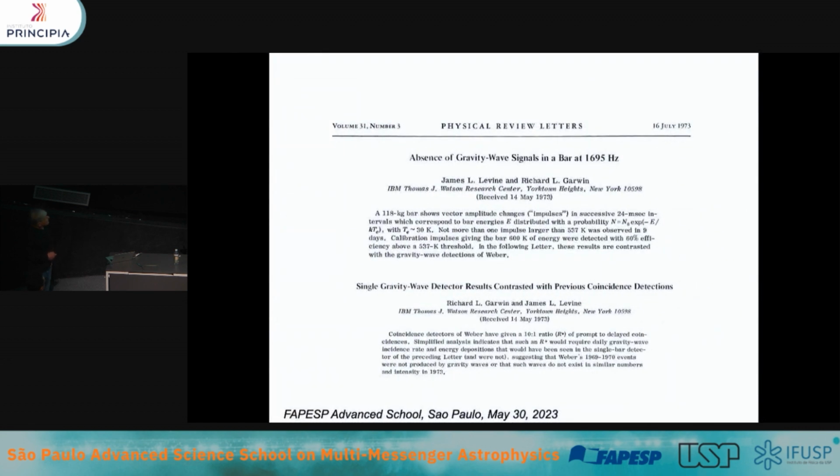Eventually, many people tried to replicate. There was a slide where he claimed that he detected gravitational waves. So I should have probably put it there. He claimed in the early 70s he detected gravitational waves, but several experimentalists at the IBM labs, who were working at the time doing fundamental science, tried and couldn't detect anything.